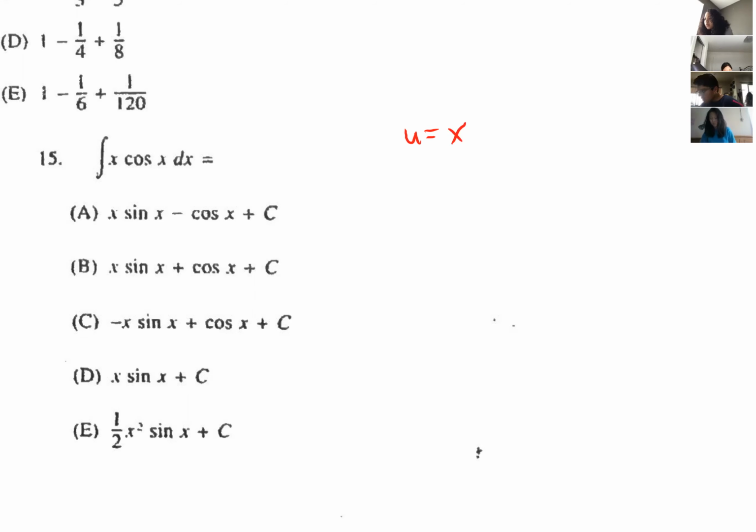Mr. Morrison, we could do tabular integration too, right? Yeah, you can do tabular here. x differentiates down to 0, and then cosine x integrates repeatedly. So yeah, tabular would work, but I think I'll stick with integration by parts just because that covers more problems than tabular does.